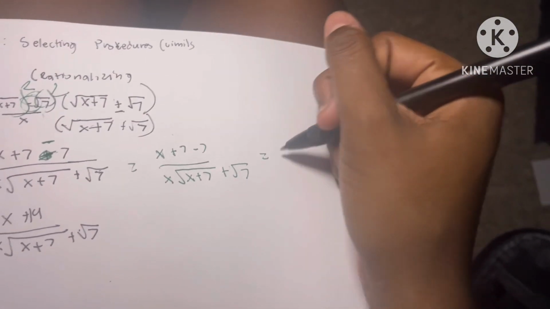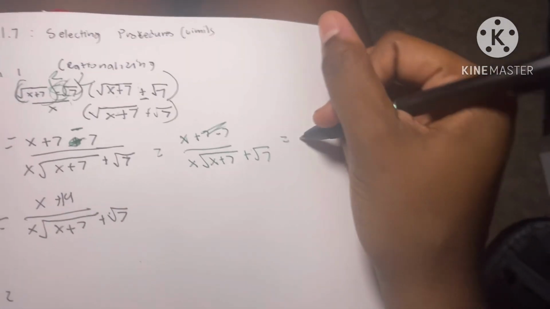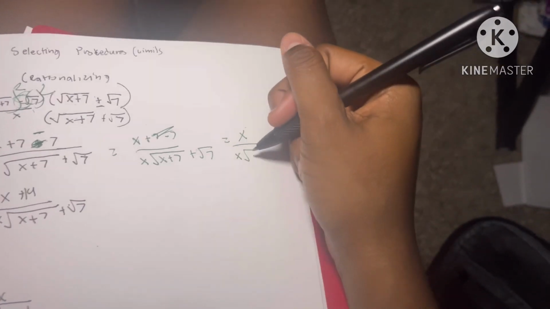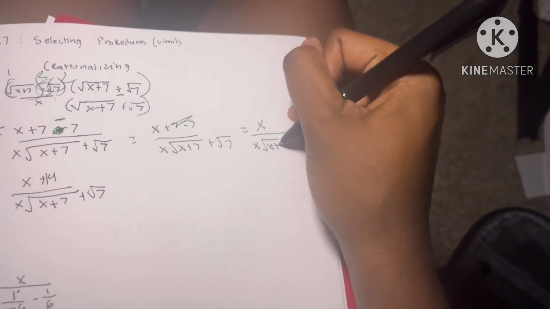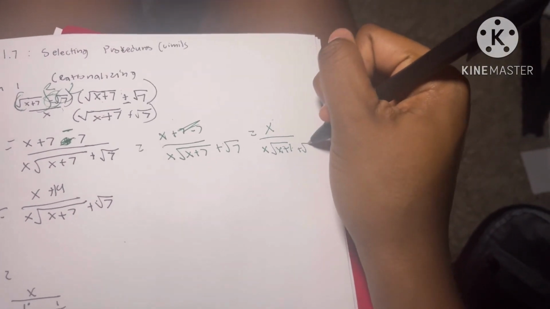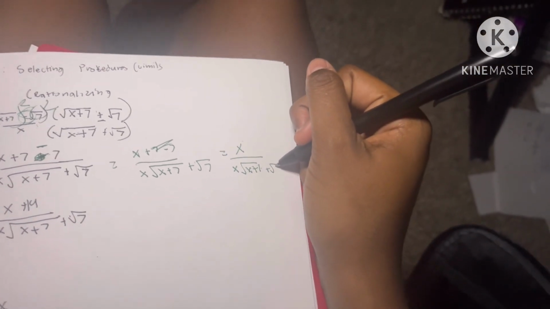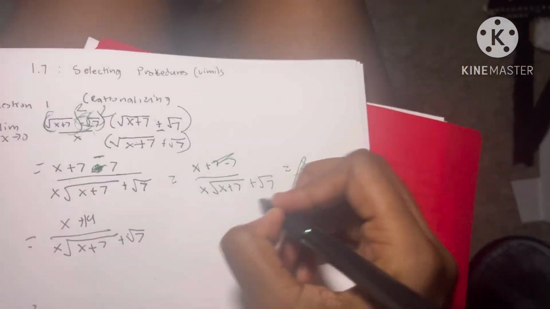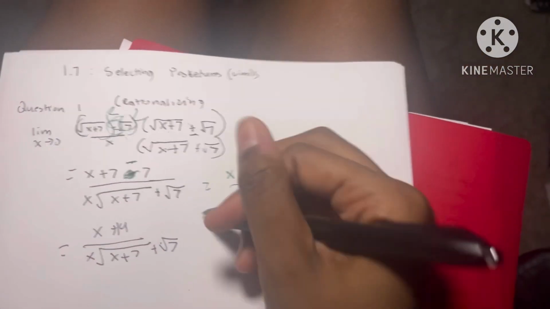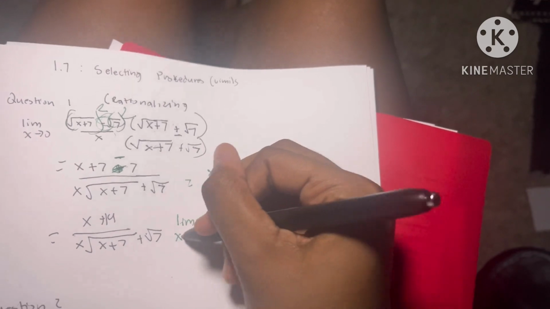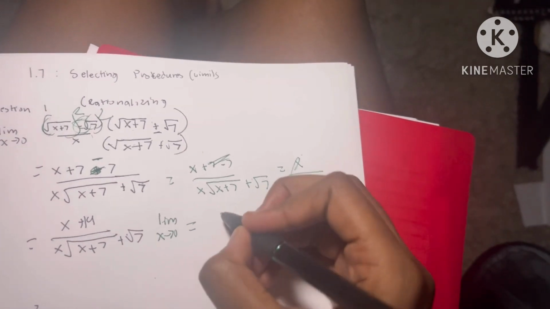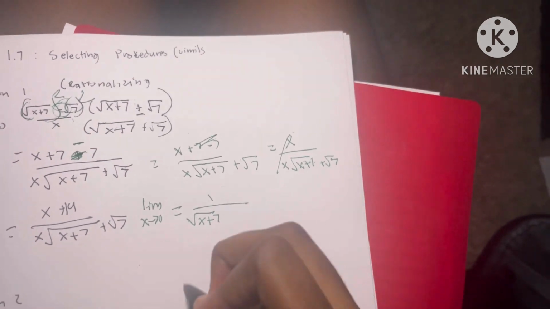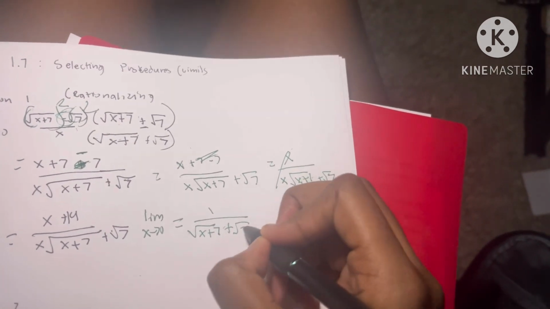And that would just, you cancel these out, and that would be x over x times the square root of x plus 7 plus, not x, plus the square root of 7. You cross these out, and your final formula for the limit as x approaches 0 is 1 over the square root of x plus 7 plus the square root of 7.